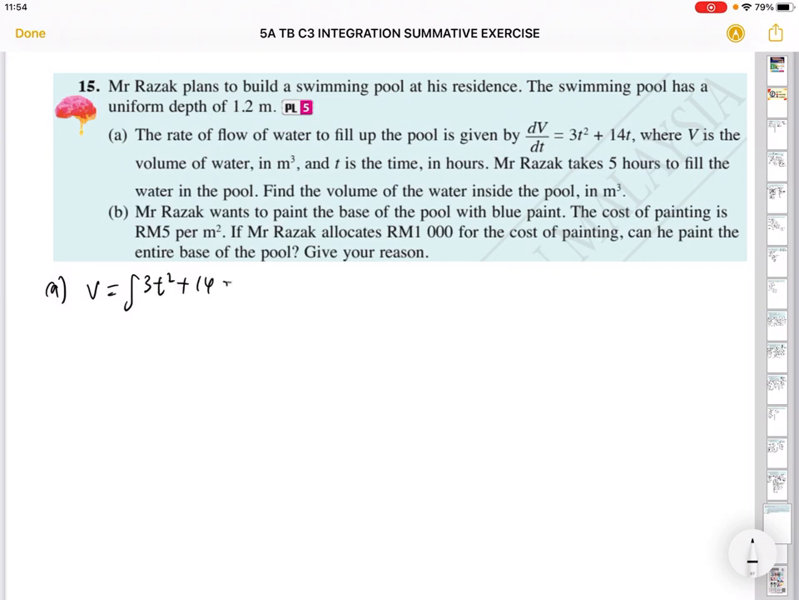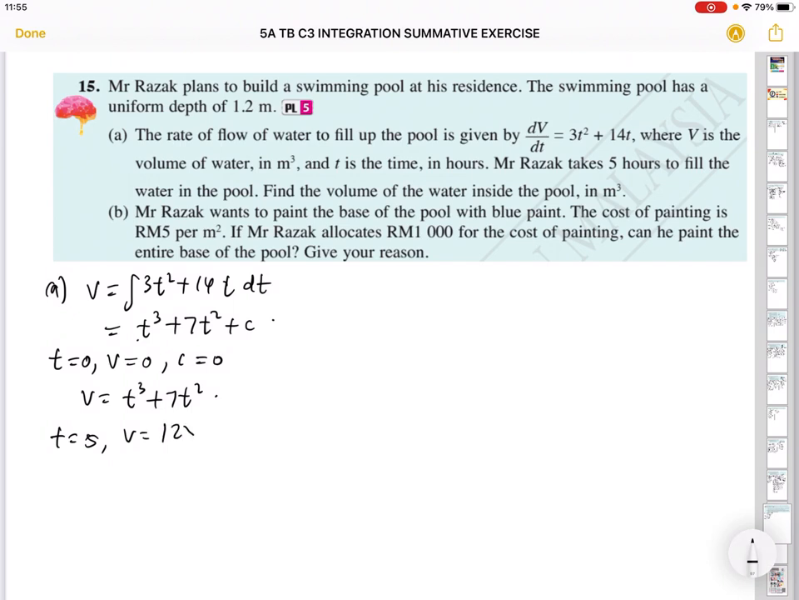Okay, now we know initially, the boundary condition, when t is 0, the time you start the clock, the volume of the water is 0. So therefore your c is just 0. So the volume function is now given by this. Alright, so he said it takes 5 hours to fill in the pool. So that means t equals 5, V equals 5 power 3, 125, 7 times 25 here. So this will give us 300 meter cubed.